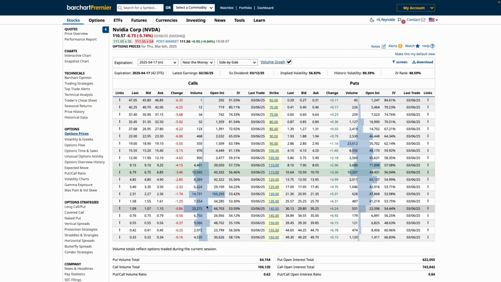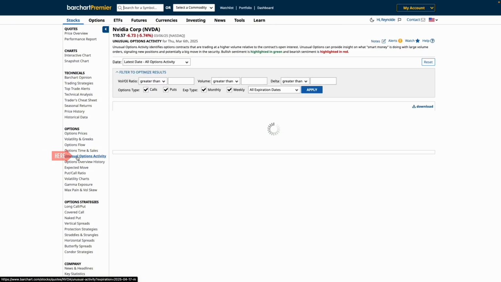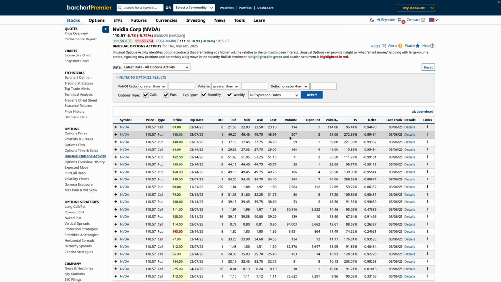Now, if you want to see where the big money is flowing, we suggest using some of the tools like unusual options activity. This tool highlights contracts with higher than normal volume, helping traders spot potential big moves in the market. The next page is expected move.